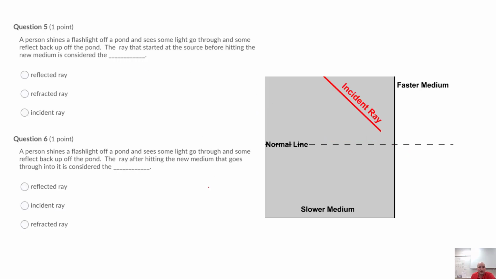So here are two questions asking you that. A person shines a flashlight off a pond and sees some light go through and some reflected back up off the pond. The ray that started at the source before hitting the new medium is considered the what? You have the answers in this animation. Also, you can go back. Same scenario: the ray after hitting the new medium that goes through it, into the new medium, what is that one called?